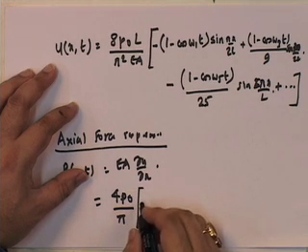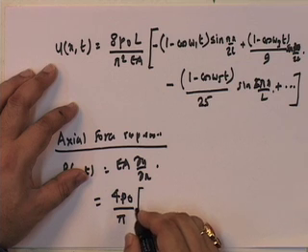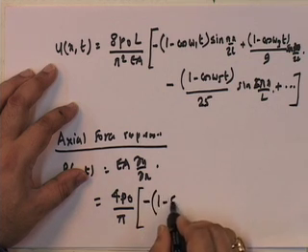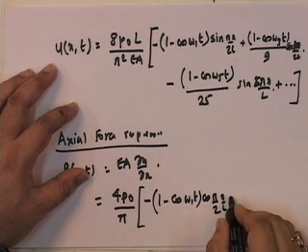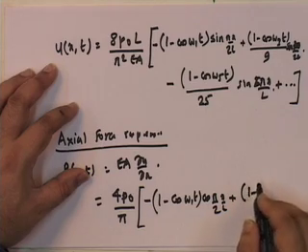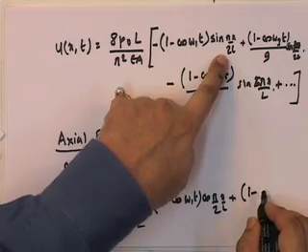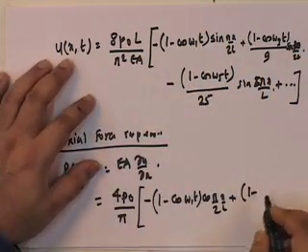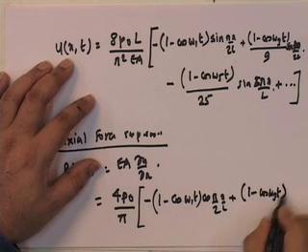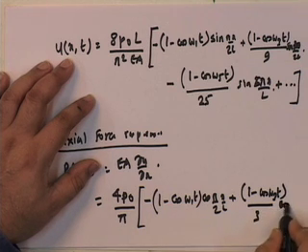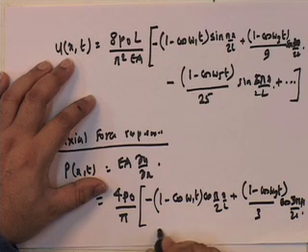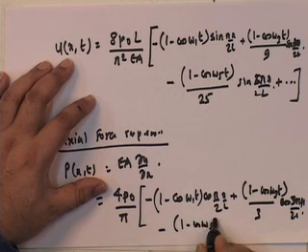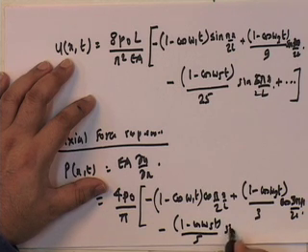minus disappears, it becomes equal to minus 1 minus cosine omega 1 t cosine pi x upon 2L, again plus 1 minus cosine omega 3 t upon 3 cosine 3 pi x upon 2L, and then minus 1 minus cosine omega 5 t upon 5 cosine 5 pi x upon 2L, plus plus plus.